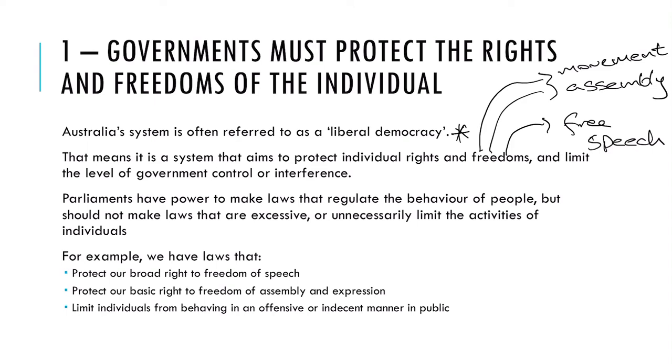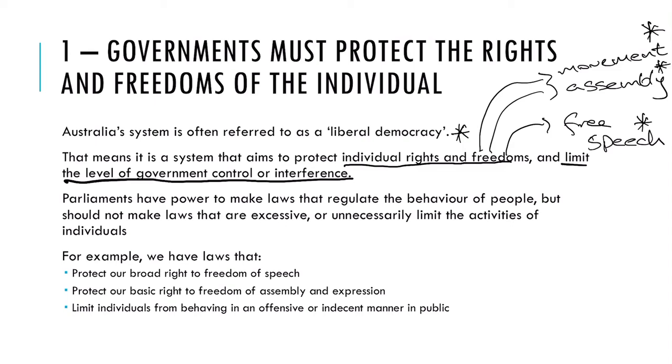hard border. The other aspect of liberal democracy, outside of the protection of rights and freedoms, is the limit on the level of government control or interference. Anything that really tries to inhibit one of these rights or freedoms is said to be excessive use of government control or interference.